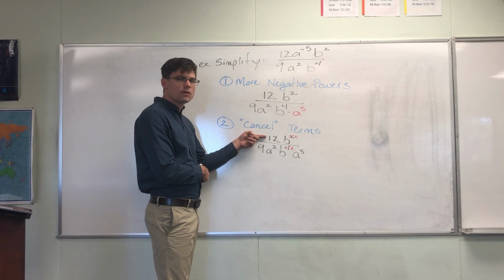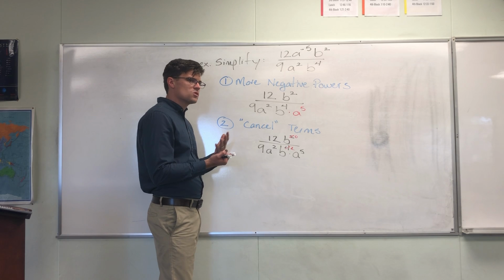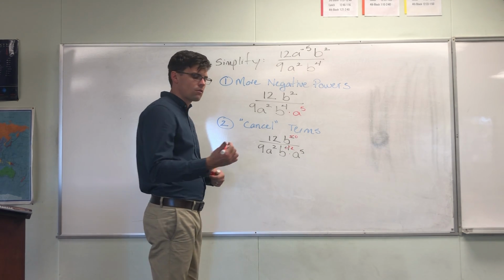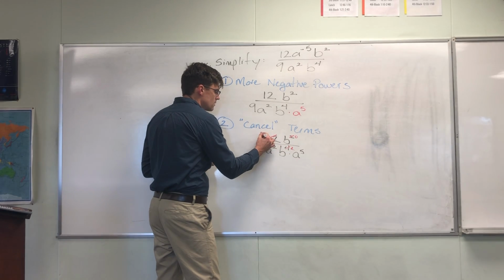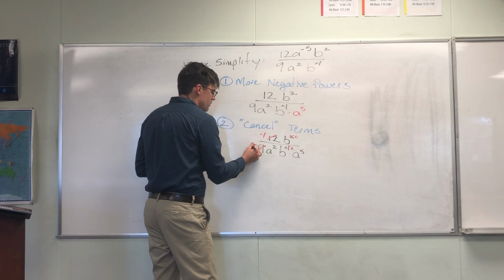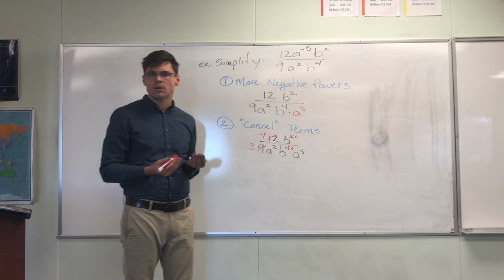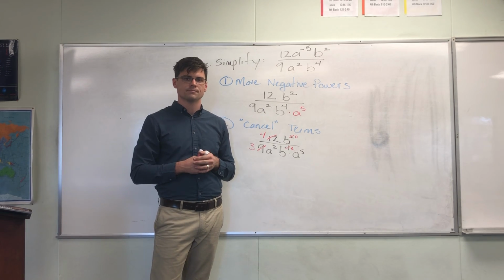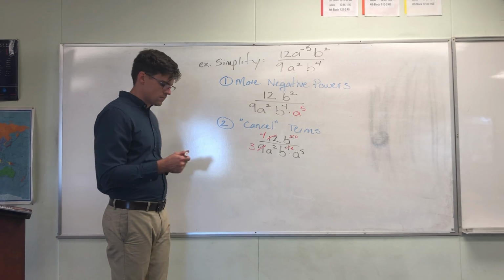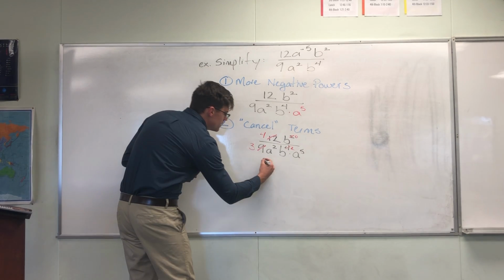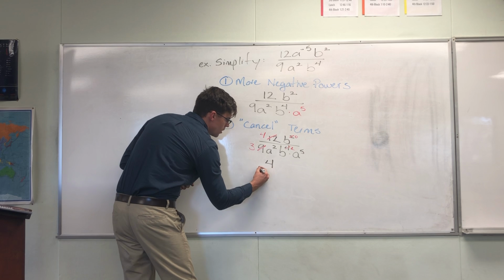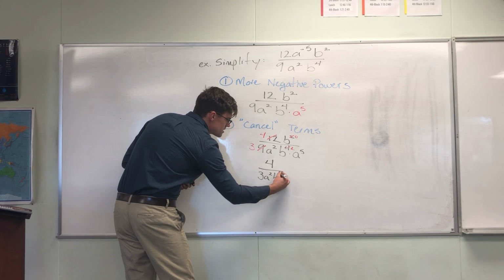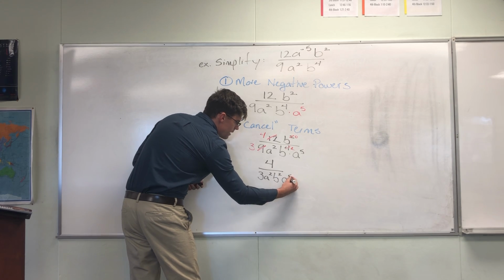I've got a big number of 12 and a big number of 9. 12 and 9 can both be divided by 3, so I'm going to do that. I'm going to cross out 12 and write 4, cross out 9 and write 3. All I'm doing here is I'm reducing the fraction. 12 over 9 is the same as 4 over 3. And so what I end up with is 4 over 3, a to the second, b to the second, a to the power of 5.